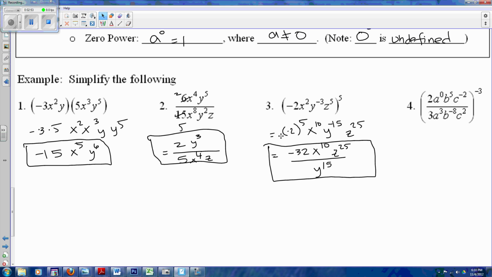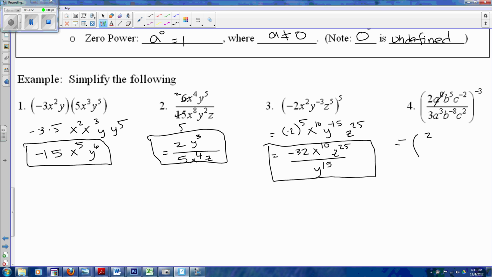Our last example, we have it to a negative 3 power. So there's a couple ways you can do this. You can distribute the negative 3 and then flip everything. Or what you can do is simplify things a little bit before you distribute that negative 3. So that's what I'm going to do here. I'm going to simplify anything that I can on the inside. So like a to the 0, we know that is just 1, so that's gone.